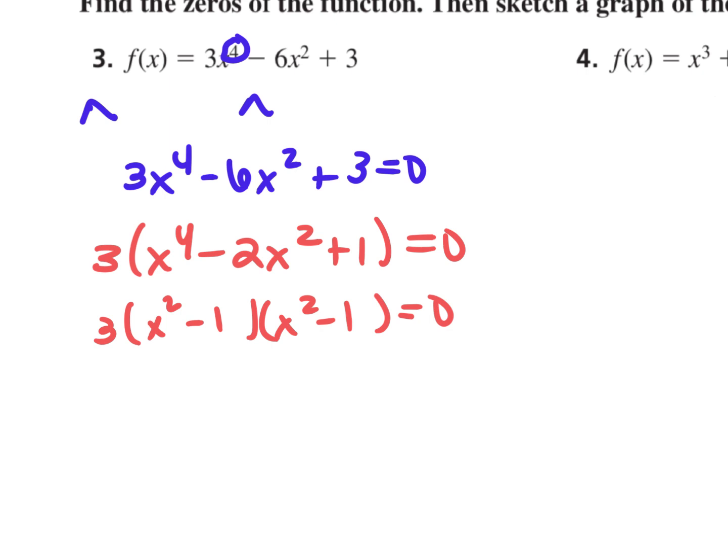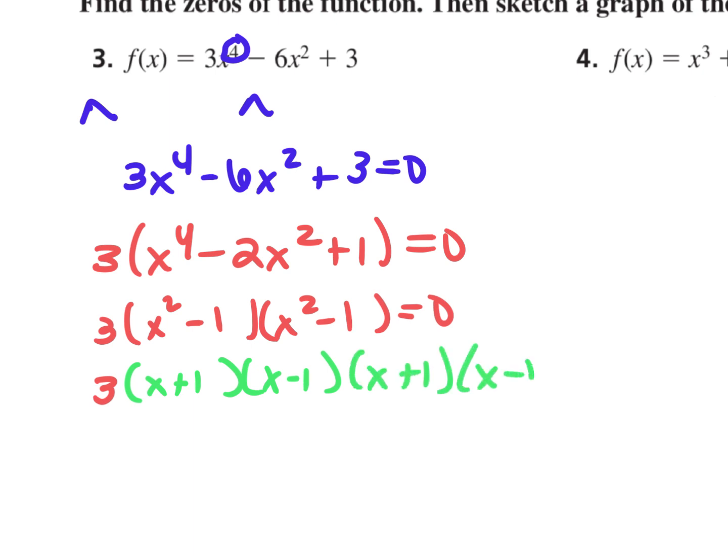Can I factor any more? What's this first x squared minus 1 going to become? Perfect. Plus 1 minus 1. What's the second x squared minus 1 become? Plus 1 minus 1. Awesome. And now what do I do with each piece? Set equal to 0. So again, 3 equals 0. When I took out that 3, did it have a variable attached to it? No, so this is not going to give us a solution.